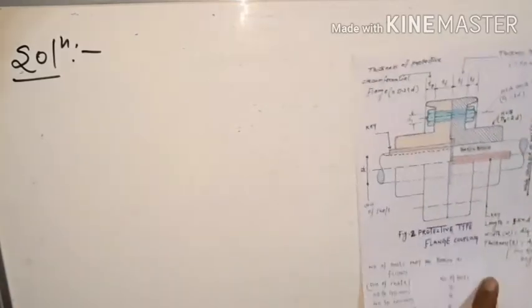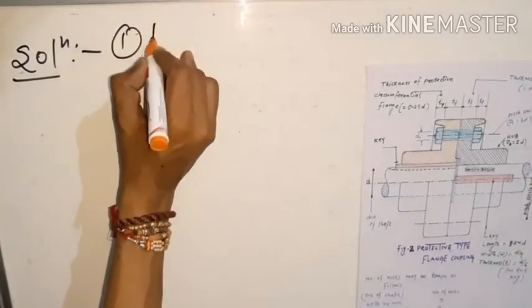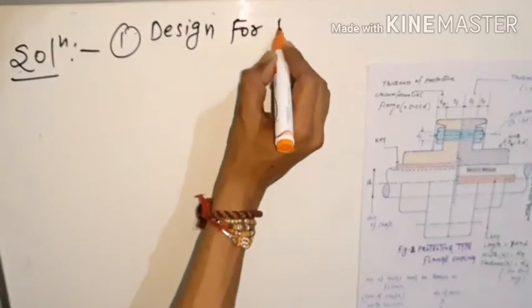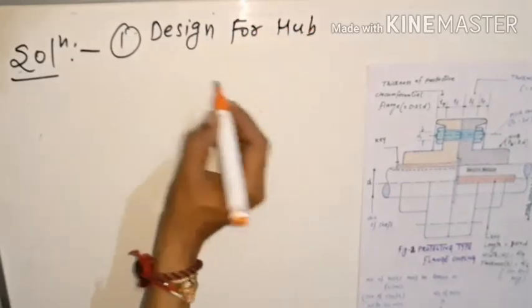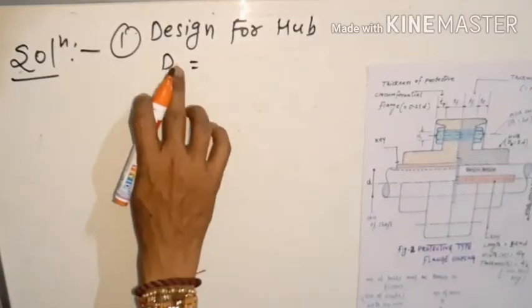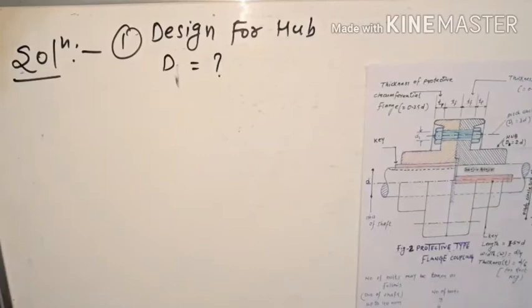So let's see, this is your front view. First one is the design for the hub. You can know that D is the diameter of the hub. So we need to find this. How can it be calculated? Let me show you with a diagram.